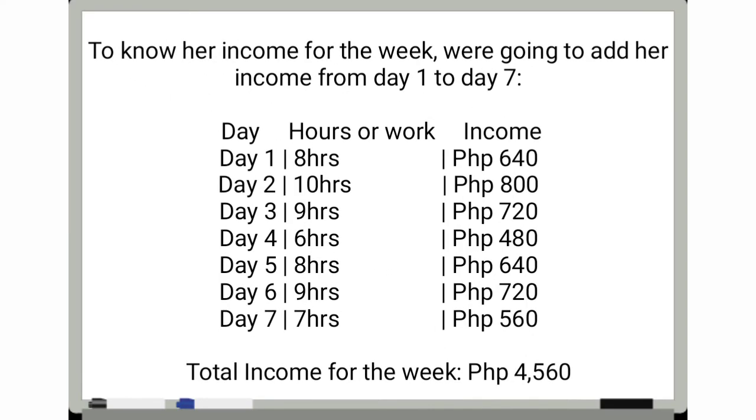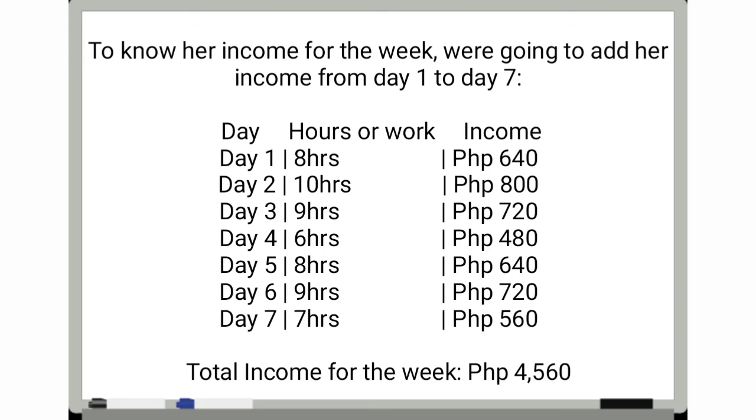And now, to know her income for the whole week, we're going to add her income from day 1 to day 7. In day 1, she worked for 8 hours and her income is 640 pesos. In day 2, she worked for 10 hours and her income is 800 pesos. In day 3, she worked for 9 hours and her income is 720 pesos. In day 4, she worked for 6 hours and her income is 480 pesos. In day 5, she worked for 8 hours and her income is 640 pesos.